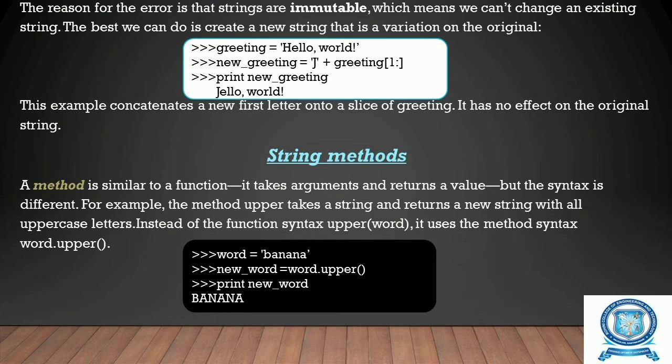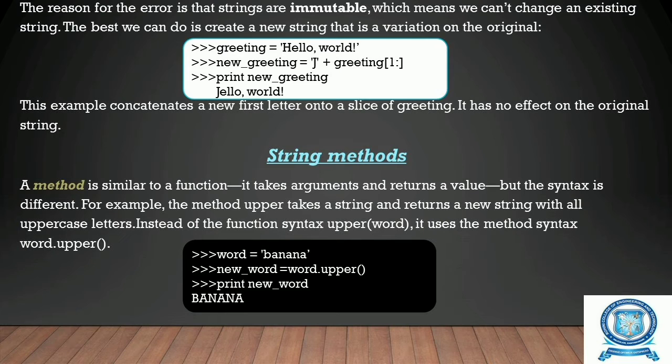So, J we are going to add. This plus is the concatenation operator. So, J plus means we are going to join J with the other characters given in greeting 1:. So, we will get JELLO world. Okay. So, that will be printed in new greeting. This example concatenates the first letter onto the slice of the greeting. It has no effect on the original string. The original string remains hello world. We have created a new string as new greeting.